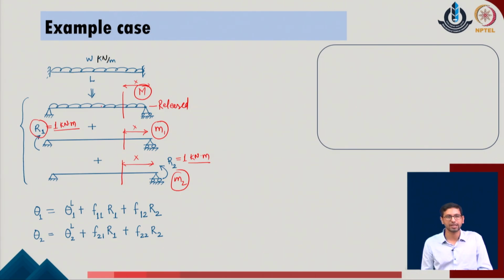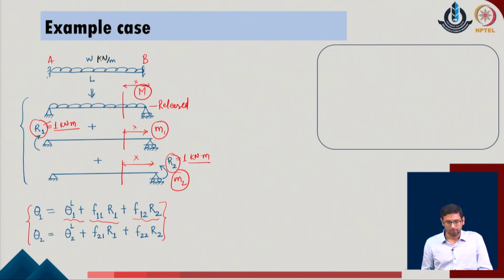Now, as we want to define the conditions of compatibility, they will be with respect to redundant 1 and redundant 2, which will be the rotation at the position of support A and support B. So we describe it as theta 1, which is the rotation at point A, and theta 2, which is the rotation at point B, equal to the rotation because of the external load, rotation because of redundant 1, and rotation because of redundant 2 in the given system.